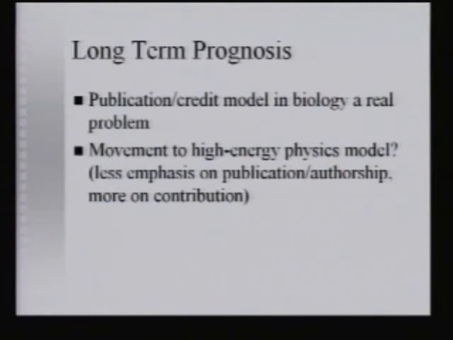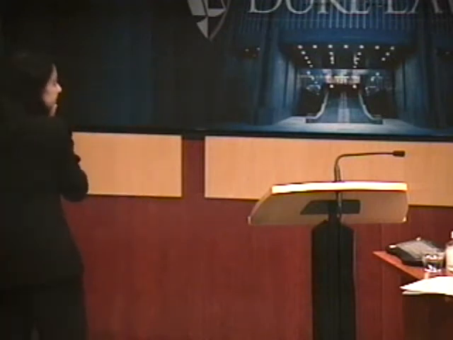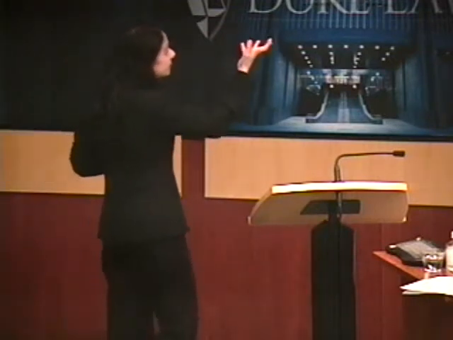Okay, what is the long-term prognosis of open source? Well, I think particularly with respect to wet lab open source, the publication/credit model in biology is a real problem. Again, you need publications, you need to be the first author. That's very hard to do, obviously, if you're going to have collaborations that put data out there fairly quickly. So is there any possibility of movement to a high-energy physics model?